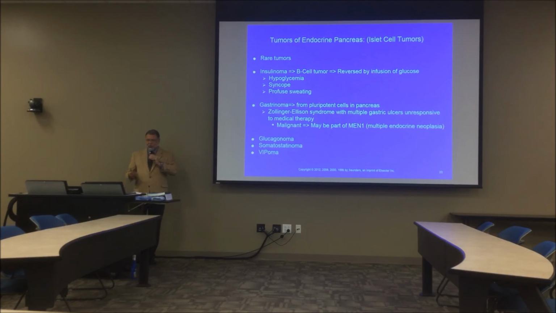But again, some tumors are rare, like those of the endocrine cells of the pancreas: insulinoma, gastrinoma, glucagonoma, somatostatinoma, and VIPoma. Those are just names of the cells that can have changes as tumors, which are rare. Probably insulinoma, thinking about the beta cell tumor, will be reversed by infusion of glucose. The signs are hypoglycemia, syncope, and profuse sweating. Profuse sweating is typical of what you're going to have with this.